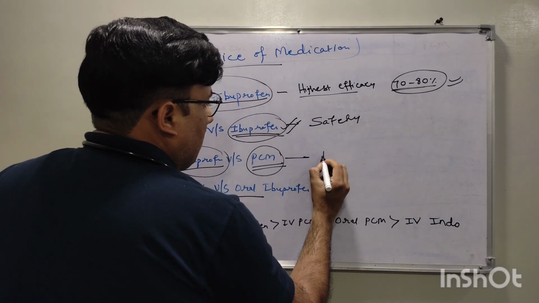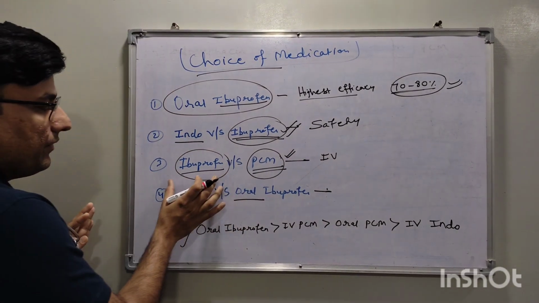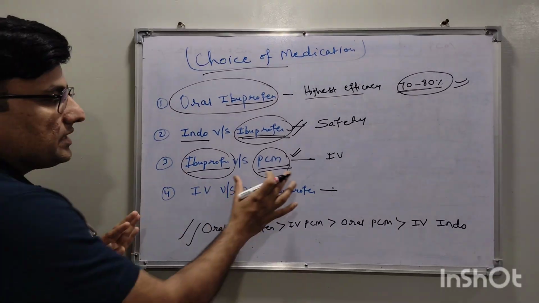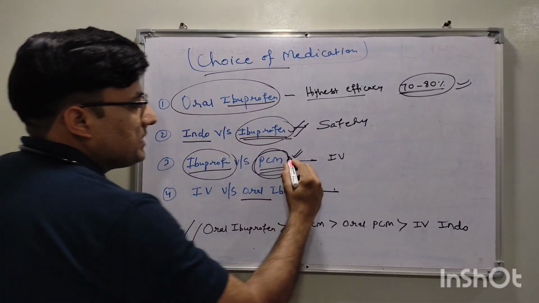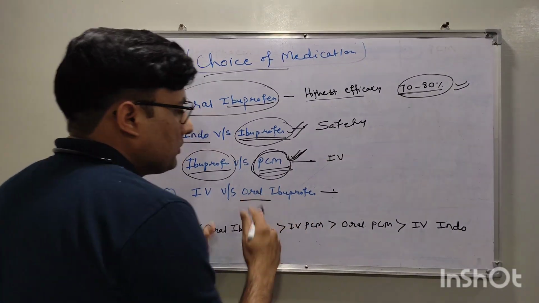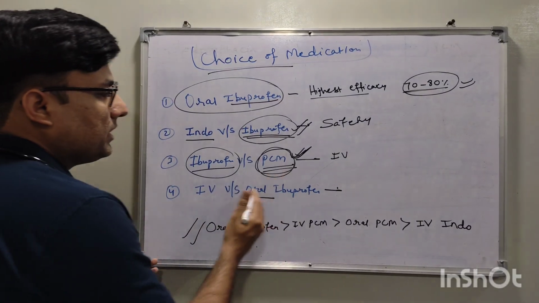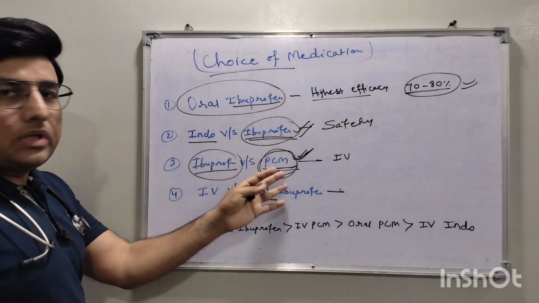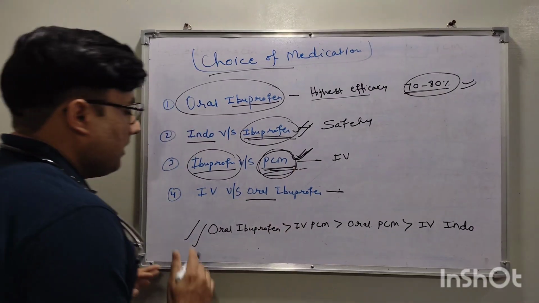So oral or IV PCM infusion also we can use. Efficacy-wise ibuprofen is better, but if we see the risk-benefit of the safety profile also, then paracetamol infusion can be used. Nowadays this one is becoming more popular because of the lesser side effects, because recent studies have shown that PCM is not inferior as compared to ibuprofen or indomethacin. Closure rates are almost similar.